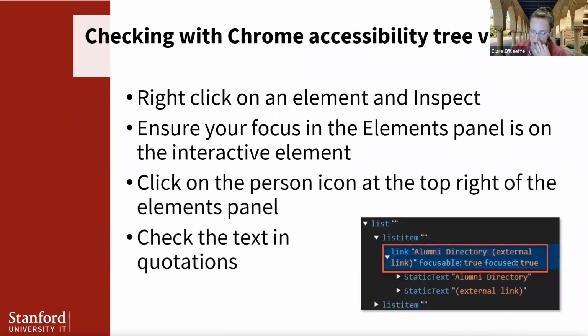And then here's the accessibility tree view in Chrome. So again, you can right click on an element and inspect it. While you're inspecting, and I'll demo this, you want to make sure you're focused on the actual interactive element or the landmark or whatever you are trying to determine the name of. And then look in the tree view and it will similarly show you in quotation marks what the name is. I was looking at the same link here. So again, it shows alumni directory external link.